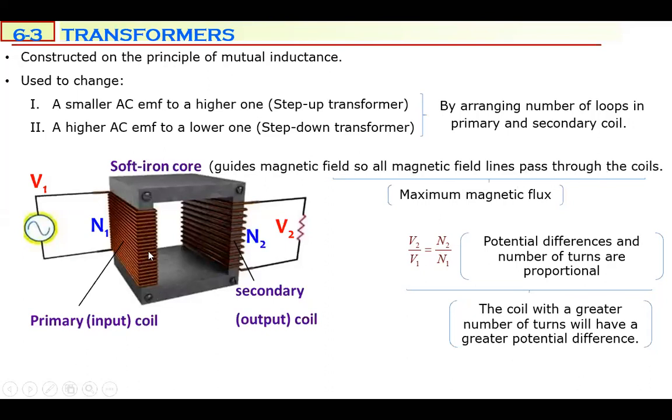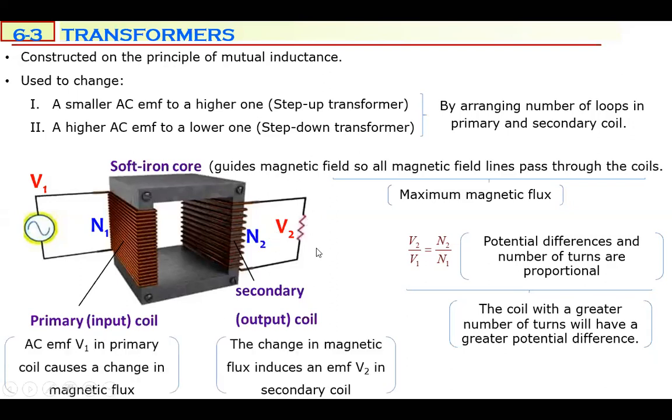The magnetic field produced by the primary coil passes through the secondary coil, so it produces a maximum magnetic flux on the secondary coil. If the magnetic field in the primary coil is continuously changing, the magnetic flux on the secondary coil is also continuously changing. And what happens if magnetic flux through a coil changes? Of course, there will be an EMF induced. That EMF is known as output EMF or output potential difference and is represented by V2.